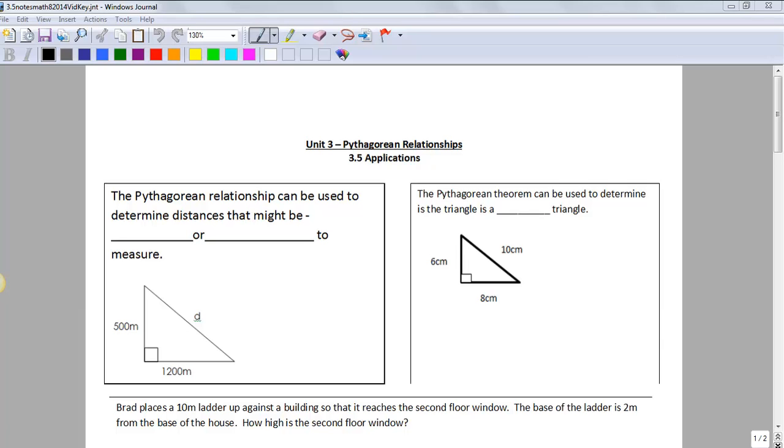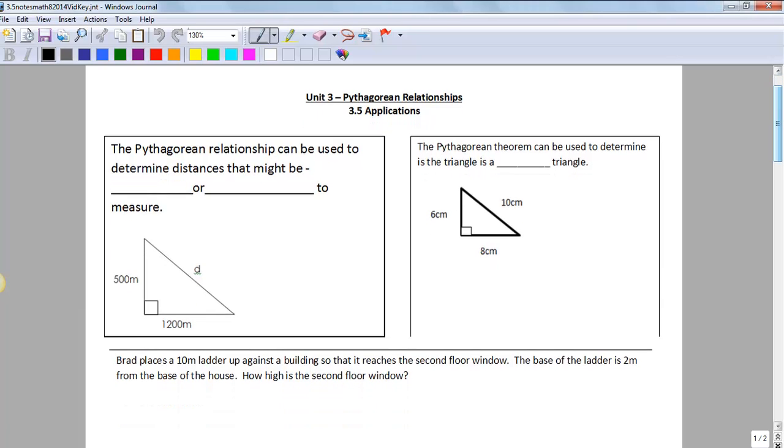Okay, welcome to your last lesson for the Pythagorean theorem. A lot of this stuff you know already, but I'm just going to go over a couple more harder examples so you have something to reference later as you're studying, getting ready for your unit test.